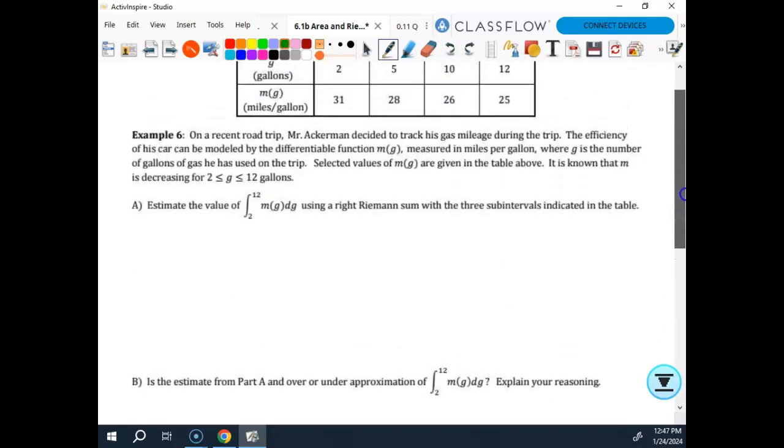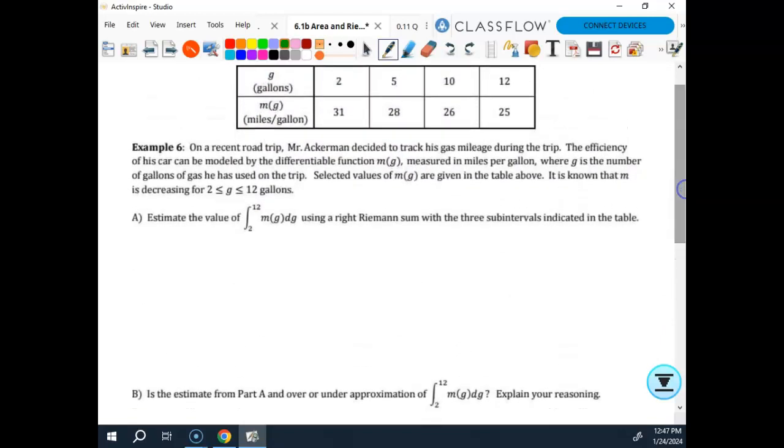Let's do this. Let's just talk about what these things mean. So we're going to estimate it, okay? Do you understand how to estimate? You can do that, right? Is the estimate in part A an over or under estimate? So let's figure that out.